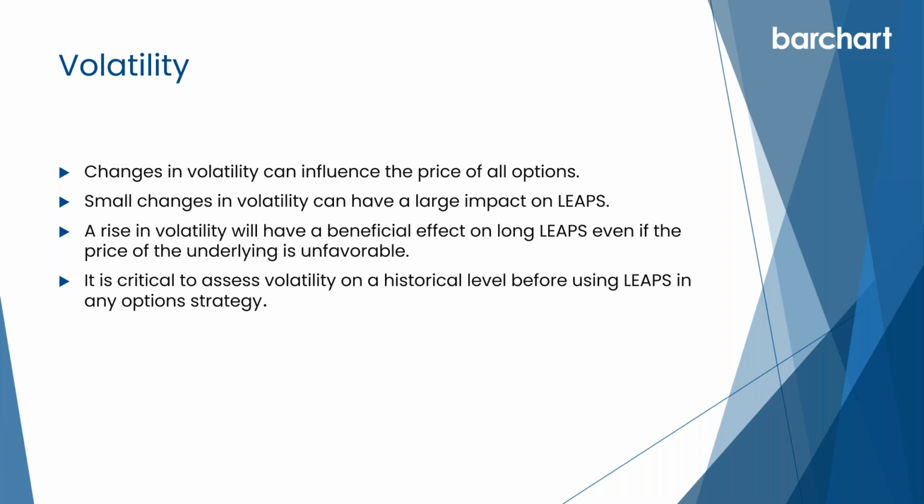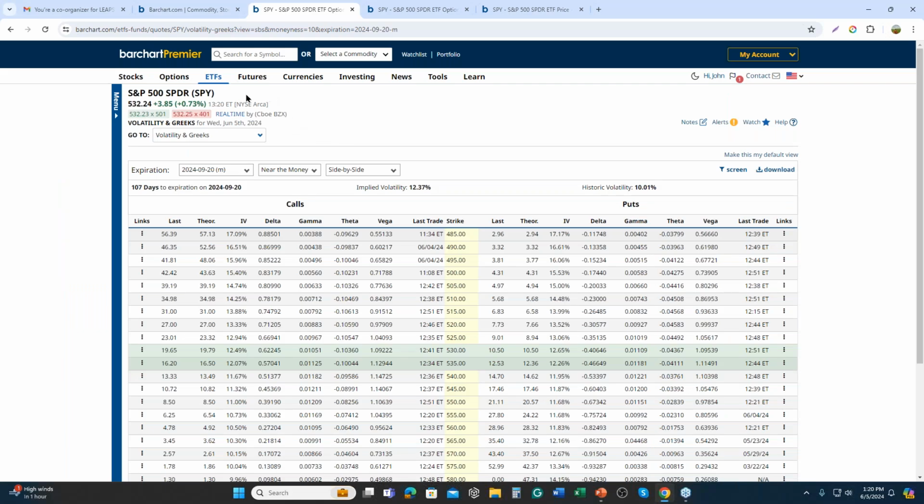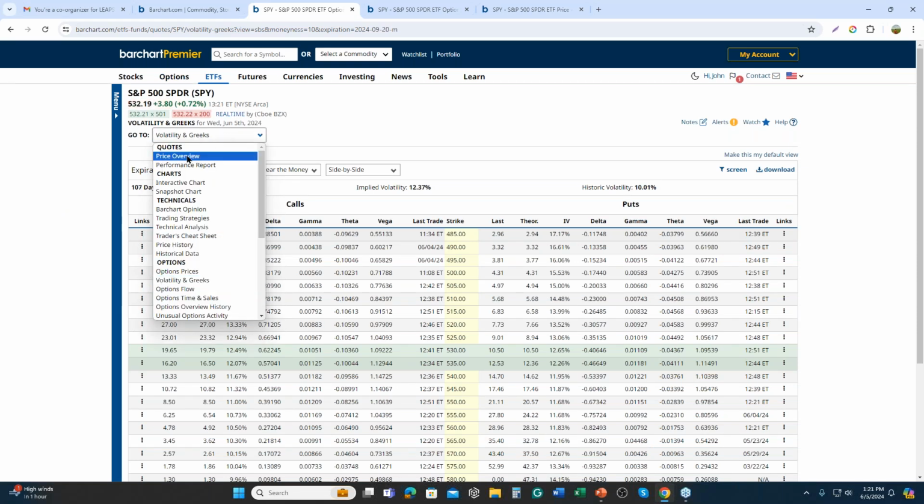So it's critical to assess volatility on a historical level as well before we start using LEAPS in any trading idea or option strategy. Now, I don't want you to get confused here on the term historical, because we do use that in terms of identifying volatility. So let's go back to the SPY page, and I want to go to price overview. This is the main page.